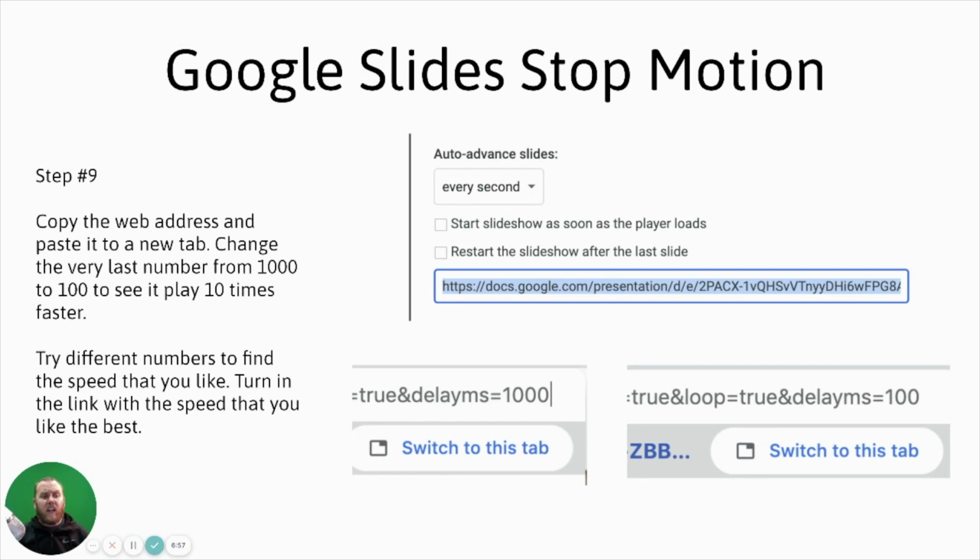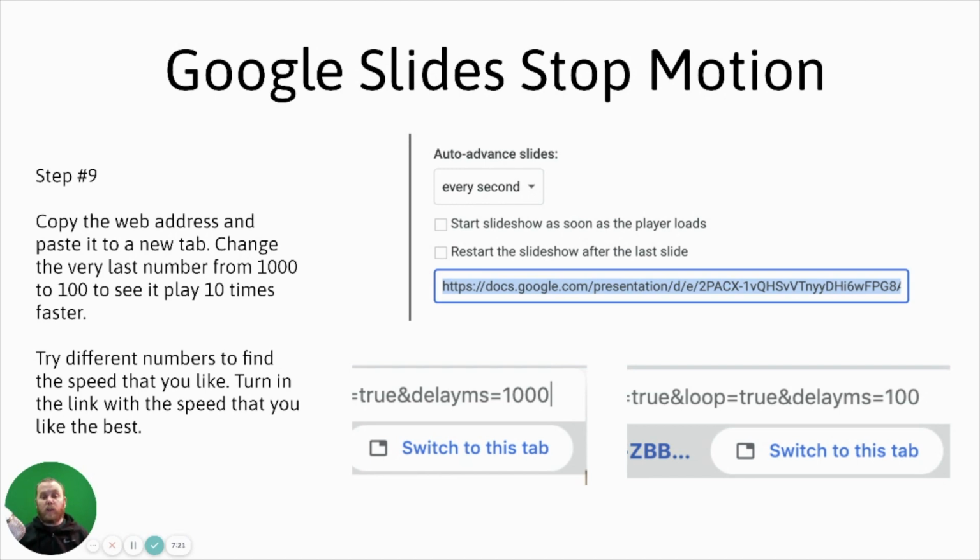Okay, the 9th step is to copy the web address and paste it into a new tab of your browser. Now, there is going to be a number at the very end of this address. You can't even see it where it's blue on the top. But if you move your cursor all the way to the right, it's going to say true equals delay ms equals 1000. Okay, you're going to change that 1000 number to 100.